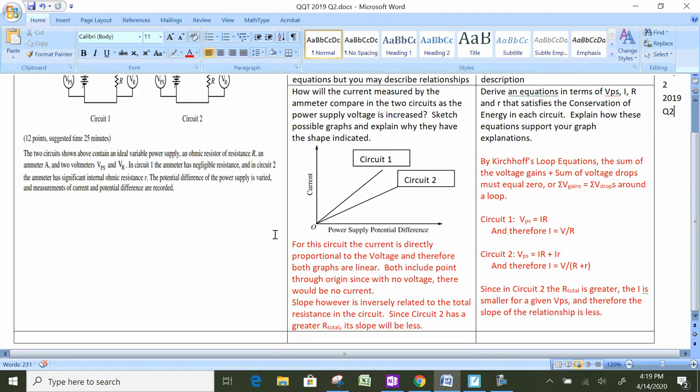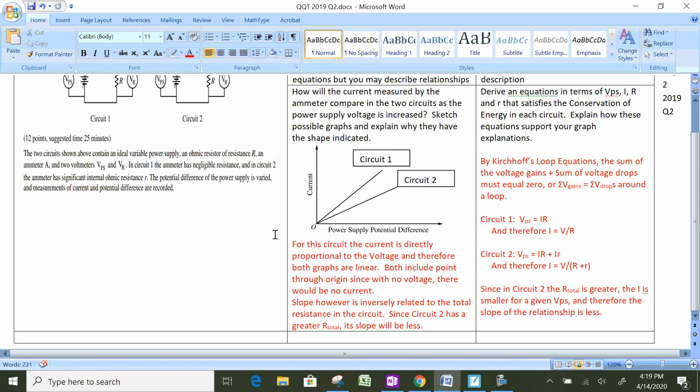For this circuit, the current is directly proportional to the voltage, and therefore both graphs are linear. Now that's really a statement of Ohm's law. We didn't say Ohm's law, we're just saying these two things have a linear relationship. They're directly proportional. Both include a point at the origin, since with no voltage there would be no current. So we're identifying them as proportional, therefore linear, and we're also explaining why it's anchored in this case at the origin.